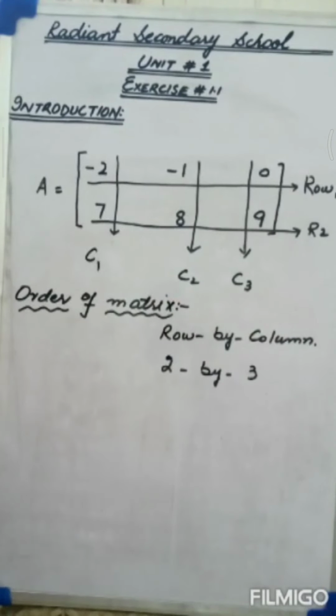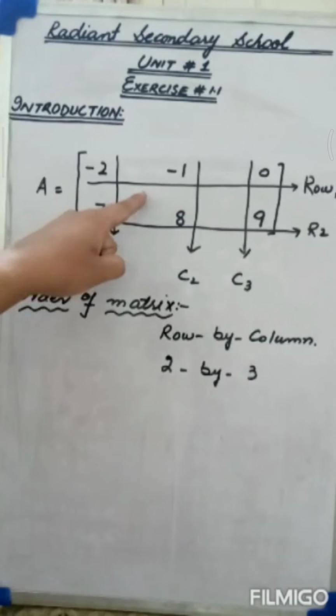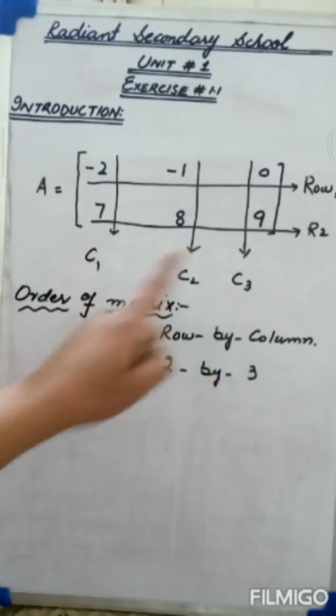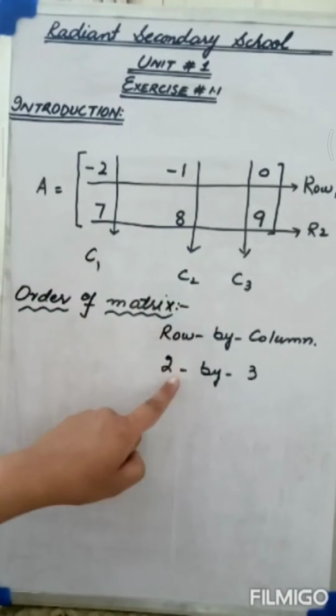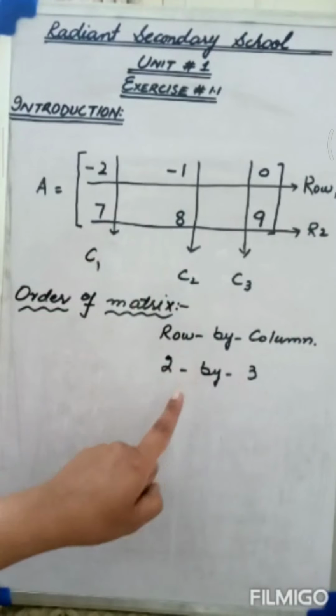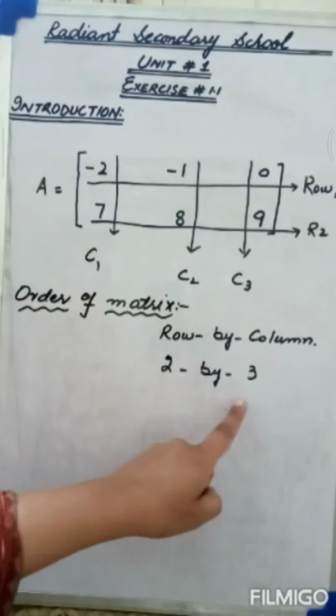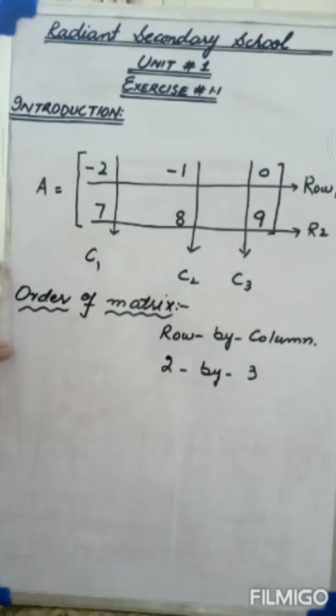Whenever you have to find the order of a matrix, firstly you have to check how many rows and columns are there in that matrix. Like in this matrix, you can see 2 rows and 3 columns are there. So your order will be 2 by 3. Always remember, first the row will be there, then the column. So question number 1 is about finding the order of the matrix. You can find the order of the matrix with the help of this example.